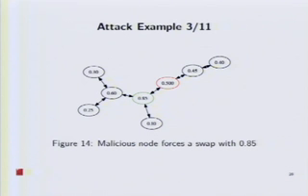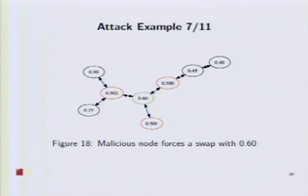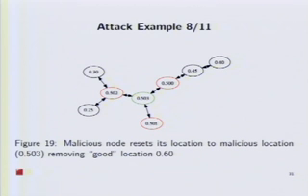So 0.90 then resets its location to one that we choose. It then forces a swap with each of its neighbors, first with 0.85, and then it resets its location. Then it forces a swap with 0.10, resets its location again. Then it forces a swap with 0.60, resets its location again. And you can see that it's taken over pretty much all of its peers, which we can, again, force swaps by lying about who its peers are.